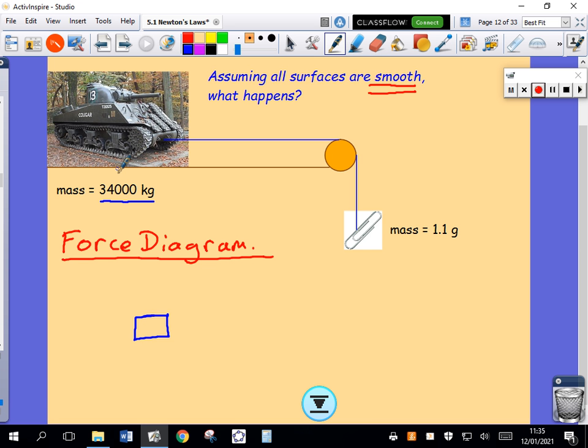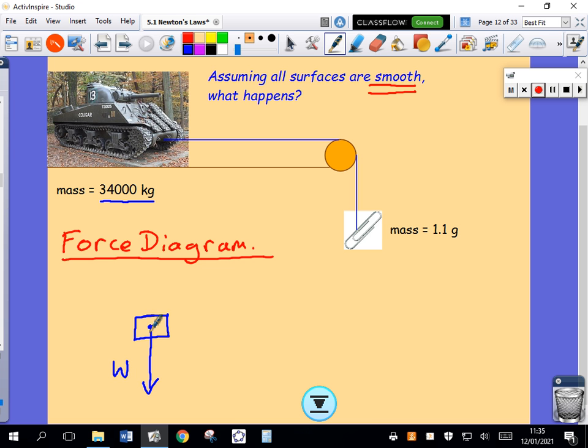Well, the first force that's acting on the Sherman tank is the force due to gravity. And that force is called its weight. And we'll talk more about that particular force at a later date. But the weight of the Sherman tank is pushing down on the ground.